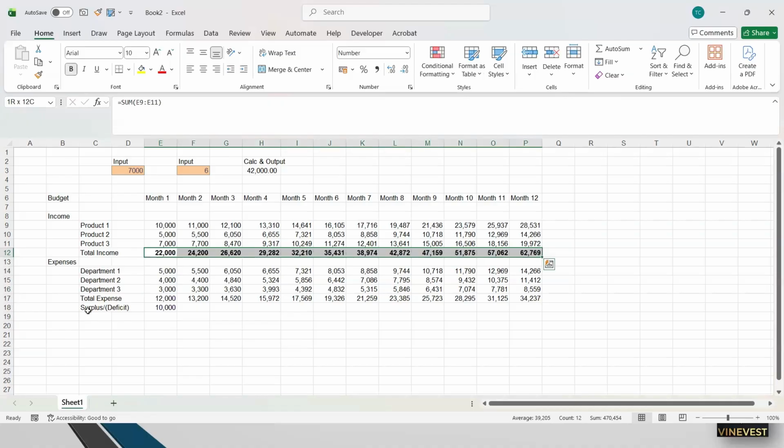Let me do Alt HBP. Don't worry, I do a lot of shortcuts. Don't mind me. Control B, Alt HBP.